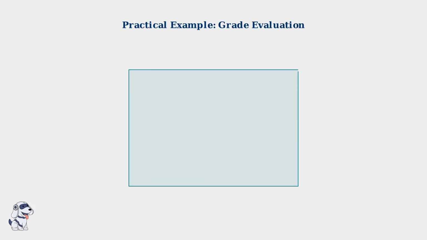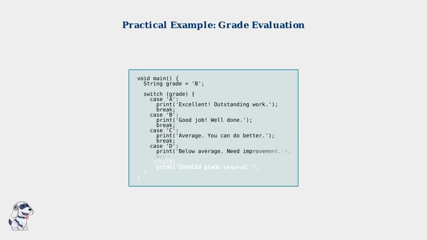In this example, we have a grade variable set to B. The switch statement compares this value against each case. Since the grade is B, it matches the second case, prints "good job, well done," and then breaks out of the switch block.